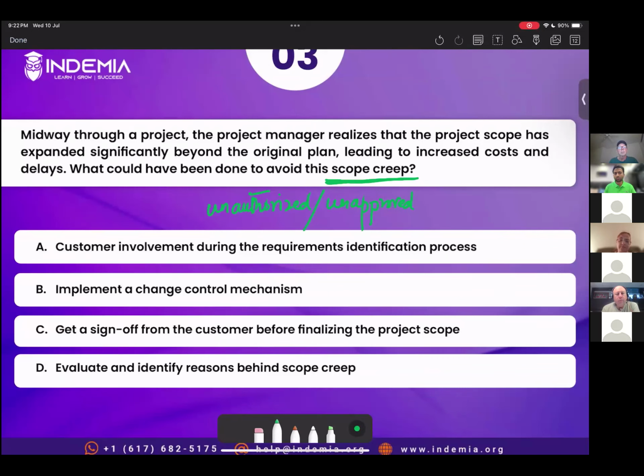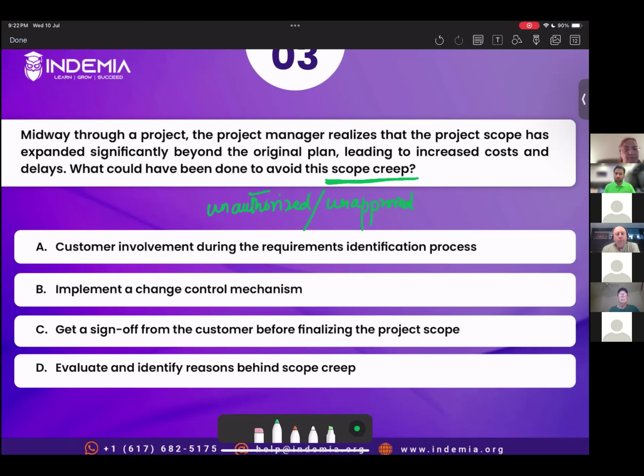By following the change control mechanism. If we follow the change control mechanism, all the changes would be approved or processed through a mechanism, right? And then there won't be any scope creep. Whatever changes you make to your scope, those would be approved. Approved changes to project scope are not called scope creep.